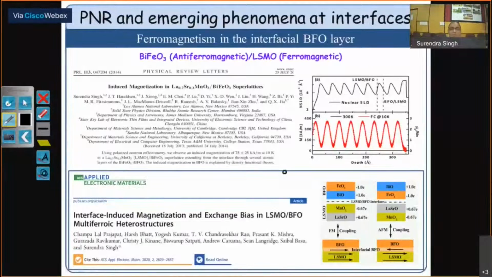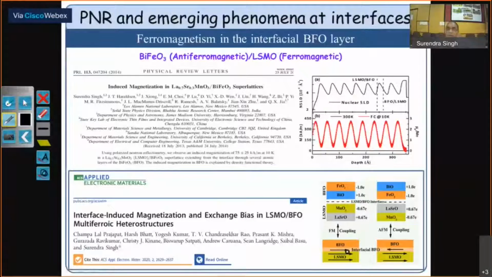And recently we studied these heterostructure systems, and what we found is that we can get both ferromagnetic coupling as well as antiferromagnetic coupling in these systems. Ferromagnetic coupling means LSMO is a ferromagnet. If the interfacial BFO moment is aligned along the LSMO moment, then they are ferromagnetically coupled. When they are anti-parallel, it is called antiferromagnetic coupling.